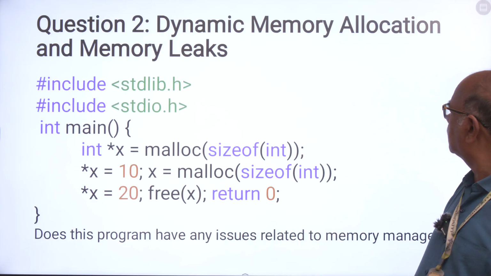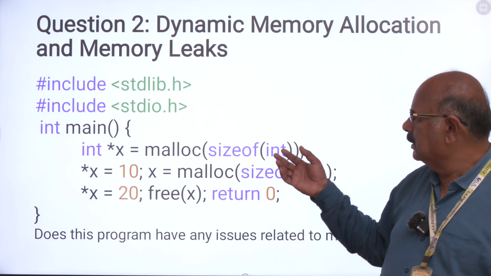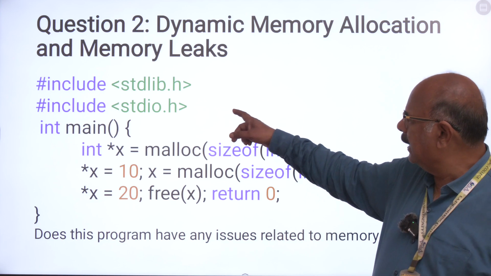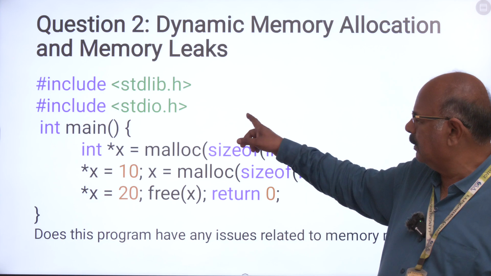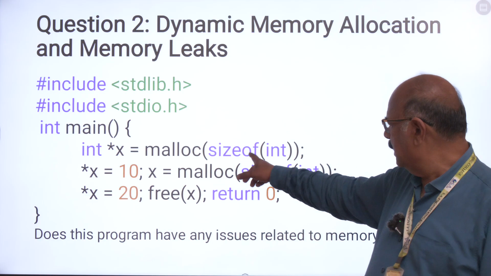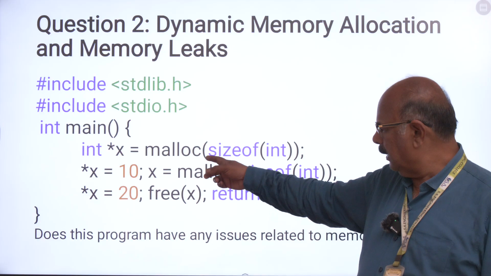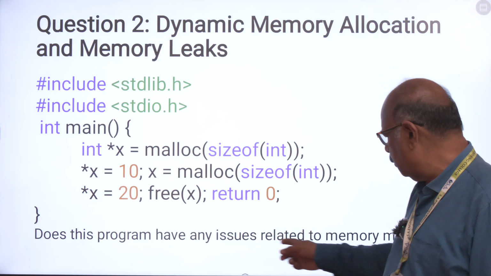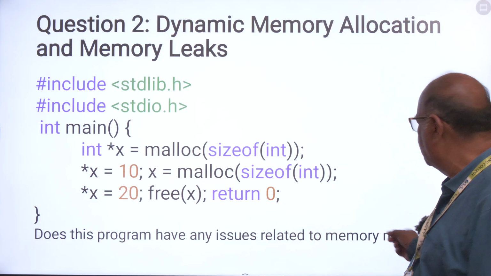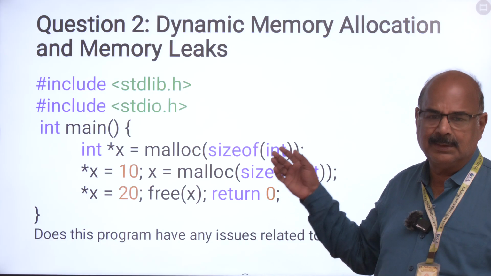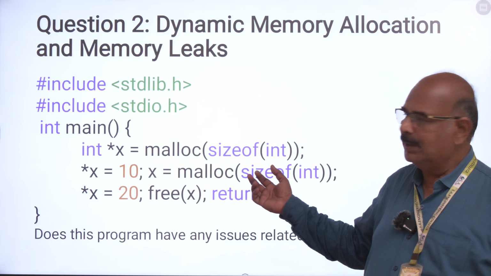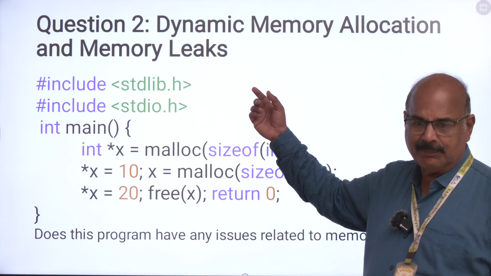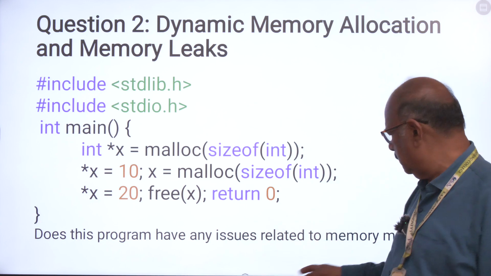Next, question 2, dynamic memory allocation and memory leaks. Suppose I show you a program that includes stdlib.h and stdio.h, where the size of the integer is given in the memory allocation, and then the values 10, 20 are assigned. Does this program have any issues related to memory management? Pointers lead to memory management concerns, and memory leaks mean memory that is allocated but not used.